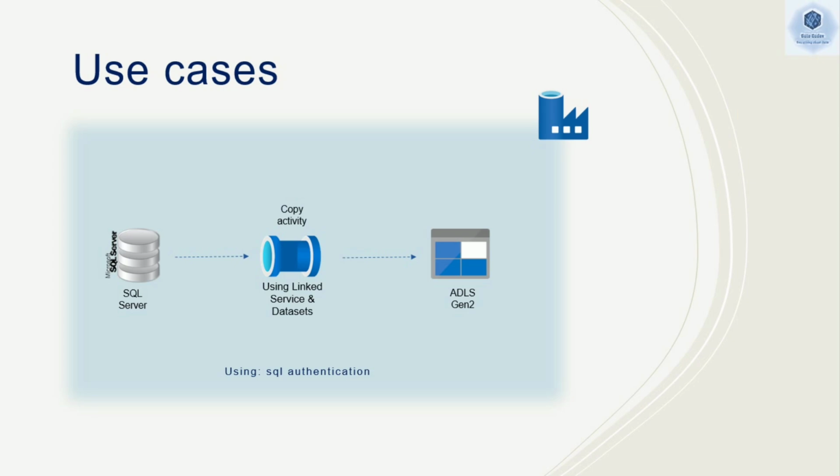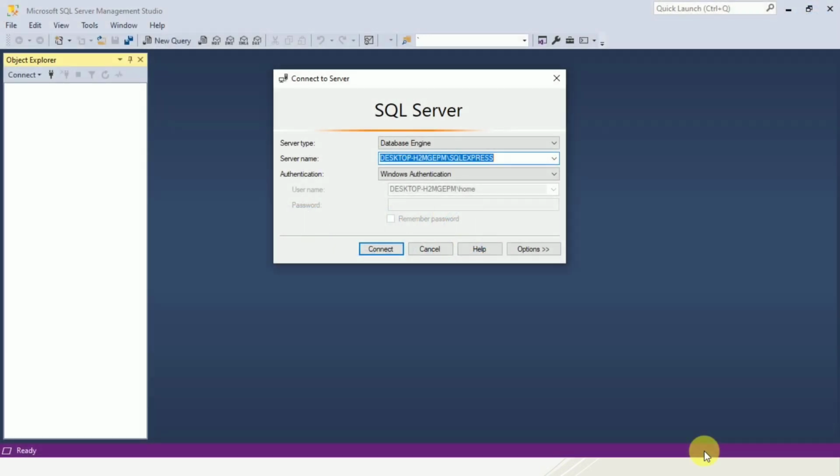So let us get into SSMS and create our login for the database, and let's configure that in Azure Data Factory for the migration. I am inside SSMS, and I have installed the Express version of SQL Server. I have Windows authentication available for me, so let me connect to this server.